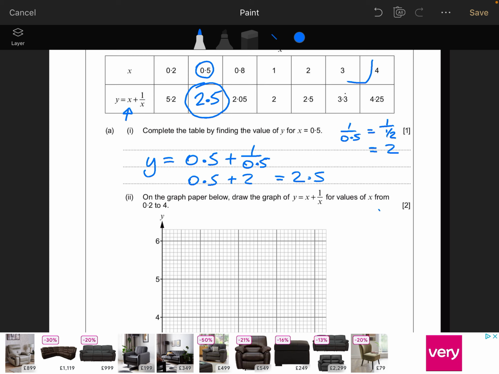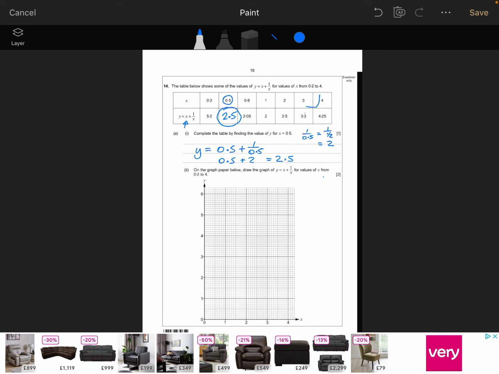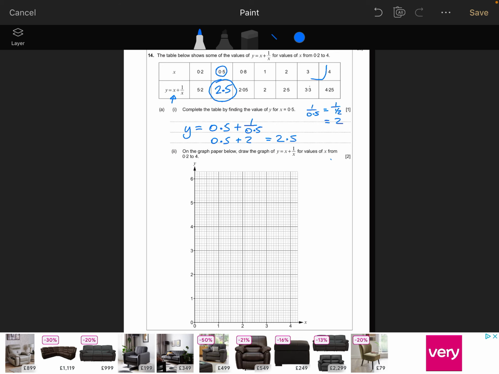On the graph paper below, draw the graph of y equals x plus 1 over x for values of x from 0.2 to 4. Now we're just going to plot on the coordinates that are given in the table. So I'm just going to rub off the bits that I've done there. This was 2.5, wasn't it? I should have rubbed that off.